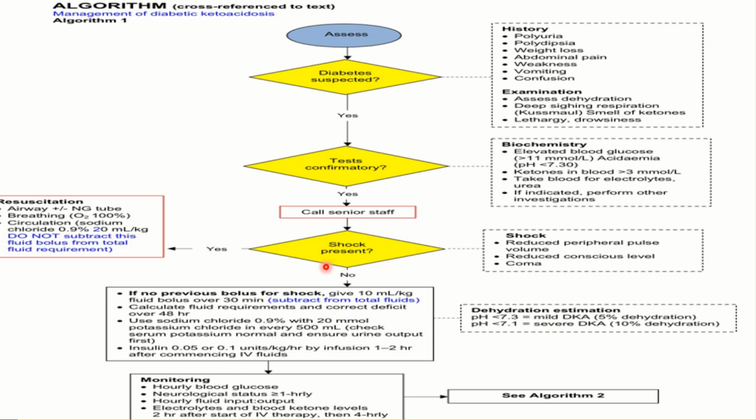If the child is in shock, you will not subtract the initial bolus of fluid. If the child is not in shock, you will subtract the initial IV bolus. Then you have to give potassium because it causes hypokalemia. Then you have to give insulin. After that, you keep monitoring for neurological deterioration, cerebral edema.